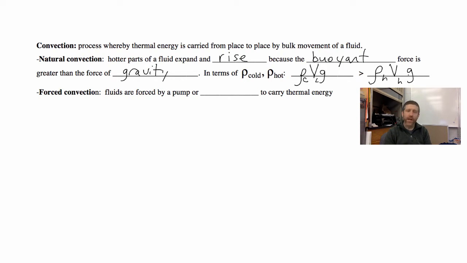Forced convection. This is where fluids are forced by a pump or fan to carry thermal energy. If you have forced air heating in your house, that is forced convection. You're taking hot air and you're blowing it through these ducts to the cold areas of your house. So that's different than natural convection. Natural convection happens without you. All you gotta do is heat something. The hot stuff rises higher because of buoyancy, and it heats the stuff at the top.